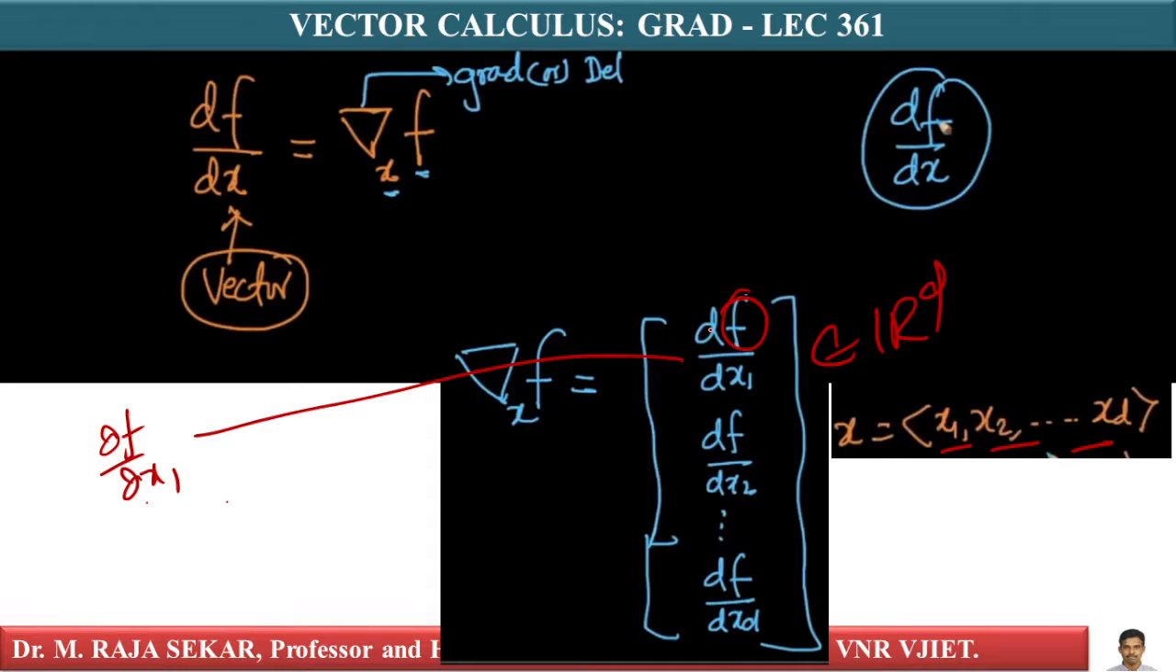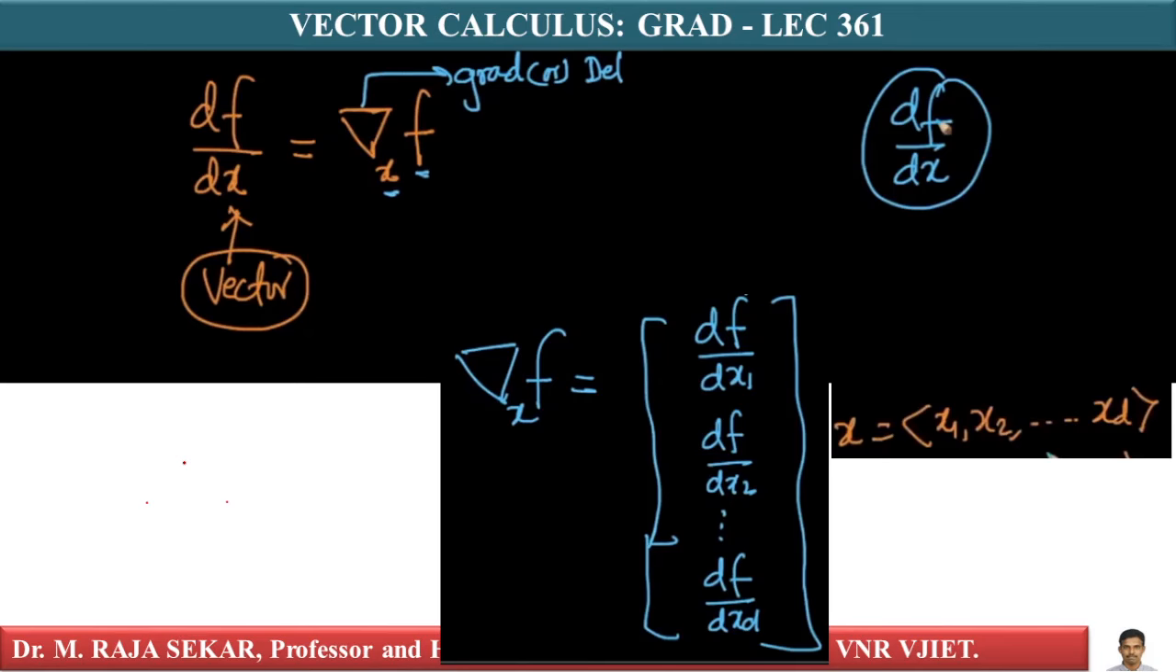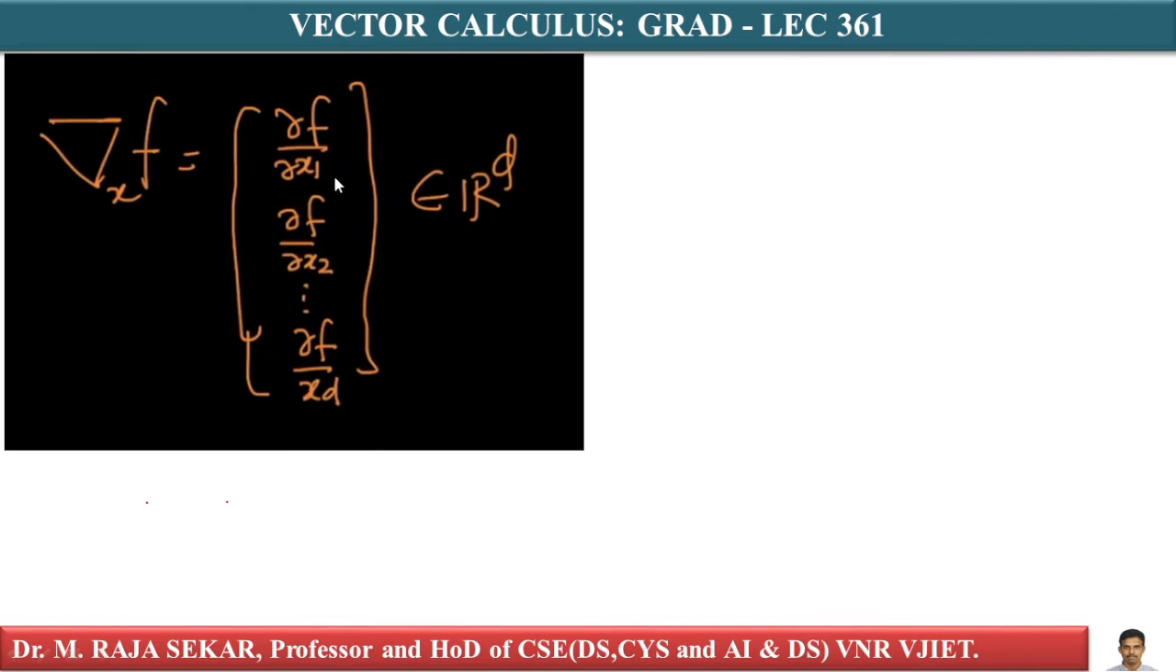If you look at it from a notational perspective, del f with respect to x is a vector. I can write it in the form of dou f by dou x1, dou f by dou x2, replacing df by dx1 with dou f by dou x1. This vector, del f with respect to x, is a d-dimensional vector. It belongs to R^d. That's what this means.